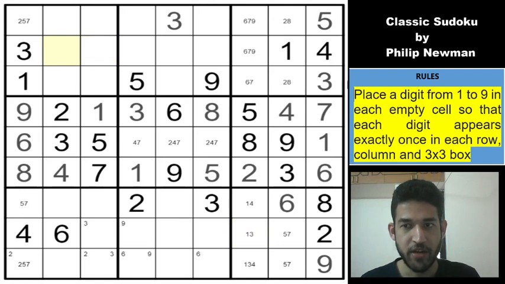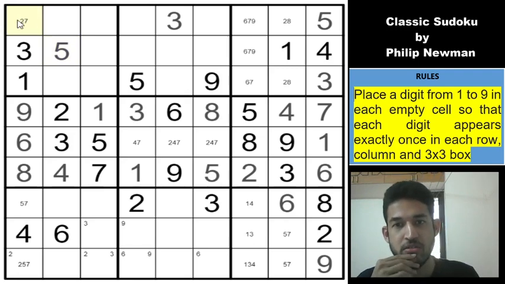Okay, 5 in row 2 has only one cell, can't be here, and 5 is in row 2 and box 2 and box 3, so 5 goes here, and that removes the 5 as a candidate from this cell. 1 goes here, classic.